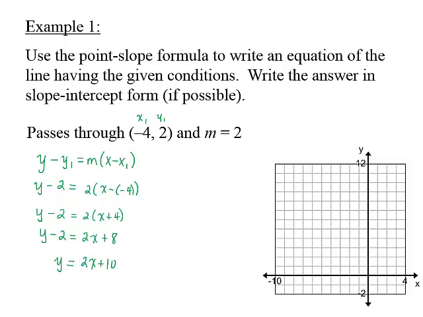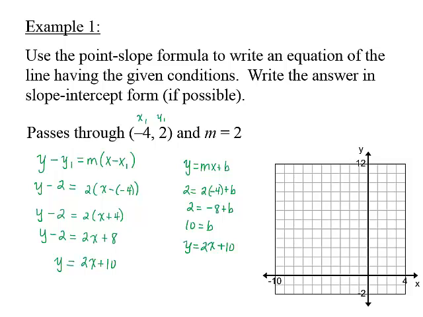Just to show you that this is the same thing that we've done before, you could use the slope-intercept form, y equals mx plus b. Substitute our value of y, which is 2. m is 2, x is negative 4, plus b. We get 2 equals negative 8 plus b. Adding 8 to each side gives us 10 equals b. So the equation is y equals m, which is 2x, plus b, which is 10. We get the same result, either method.